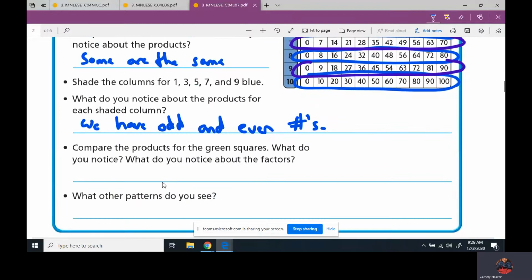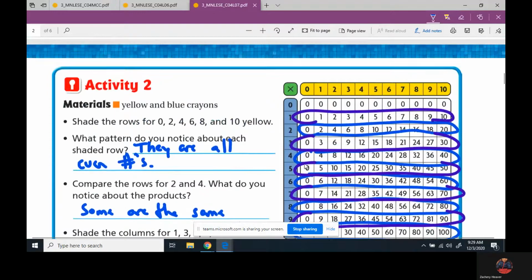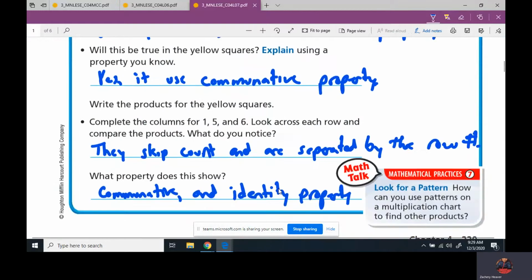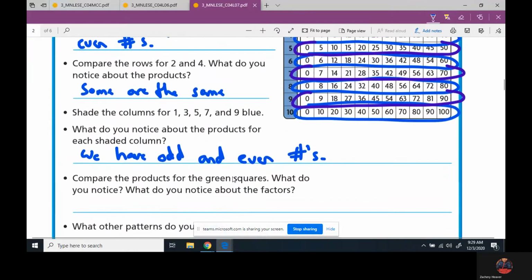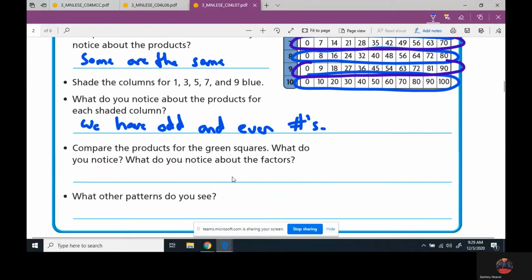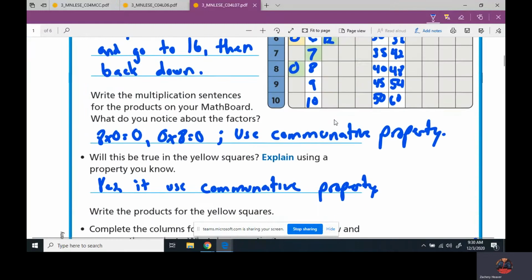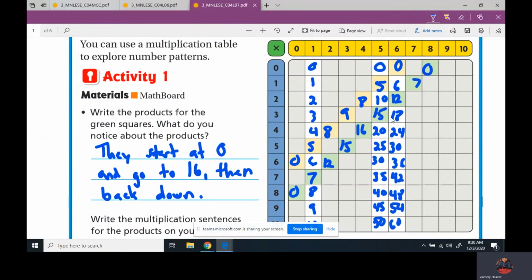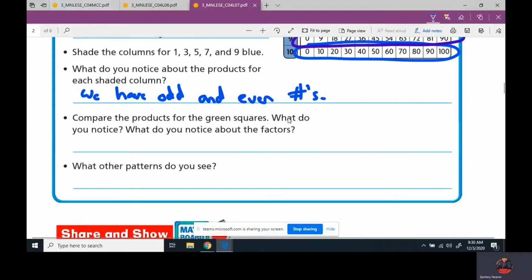It says compare the products for the green squares. What do you notice about the green squares? Oh, up here. What do you notice about the green squares down here? I don't see green squares. All right, so it says compare the products for the green squares. Well, these are our green squares up here. Let's go with these. 0, 7, 12, 15, 18, 15, 12, 7, 0. So what do these products look like? Well, they are still in here, okay?